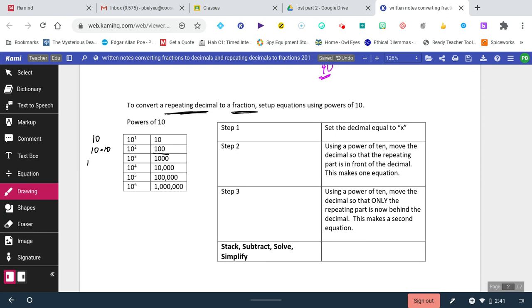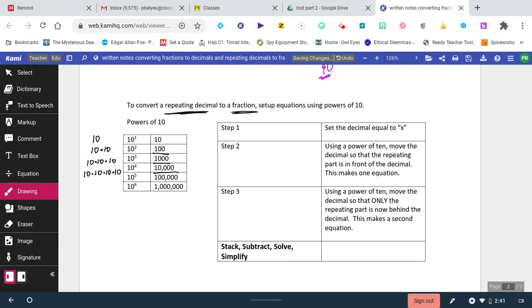10 to the third power just means three 10s multiplied together, which is how you get 1,000. 10 to the fourth power means you got four of those multiplied together. And I think you get the idea of what I'm saying, which is how you get 10,000.